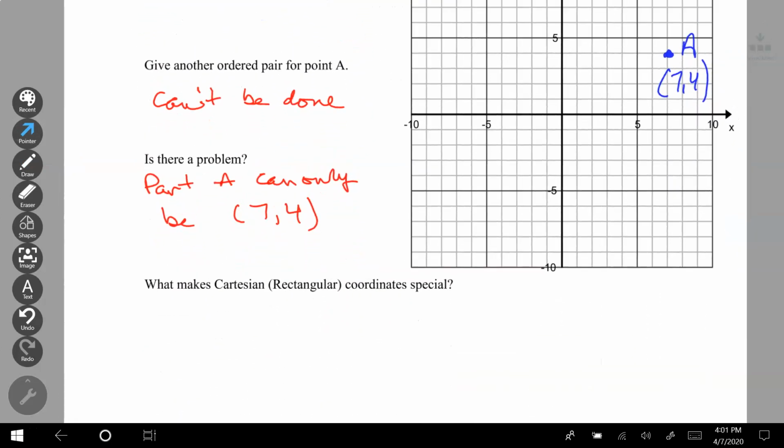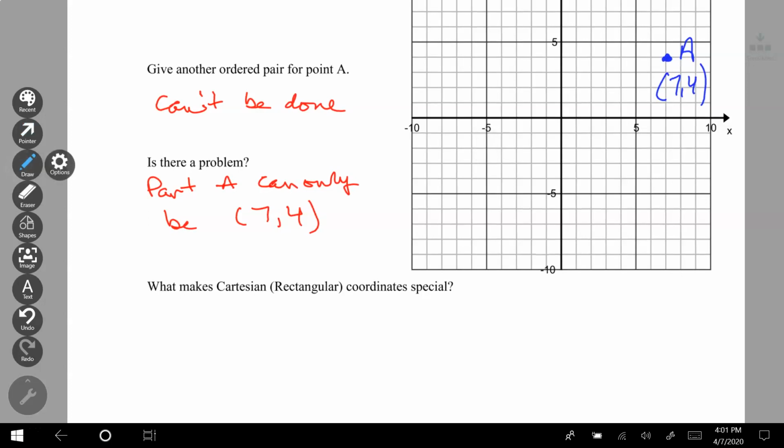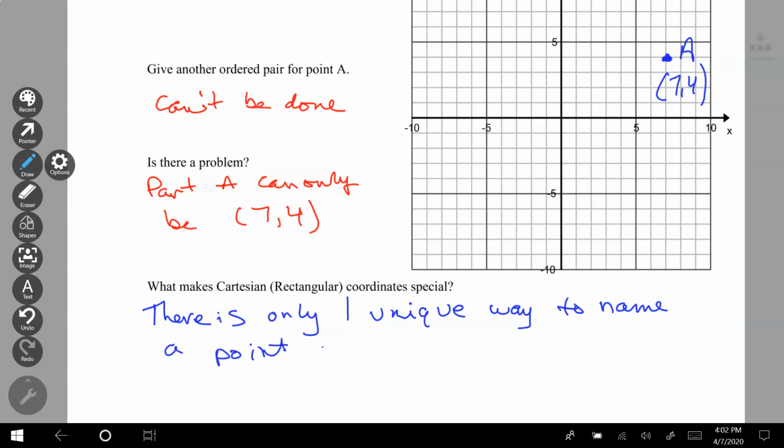So what makes Cartesian coordinates special? Well, what makes them special is that there is only one unique way to name a point in what we call rectangular or Cartesian coordinates. XY is XY, and there's no other way to name it.